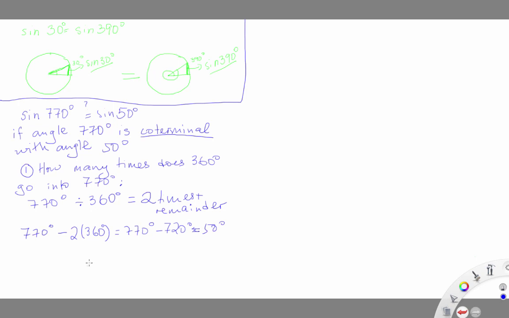Okay, what does that mean? What did we just get? This was our step 2. The conclusion is that 770 degrees is coterminal with 50 degrees. Therefore, they're going to look the same on the unit circle. Here is how they're going to look.